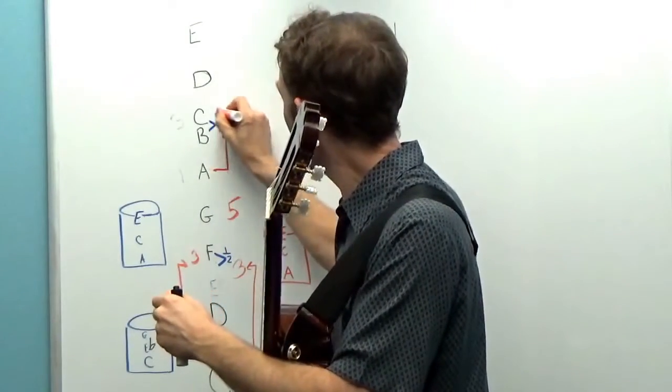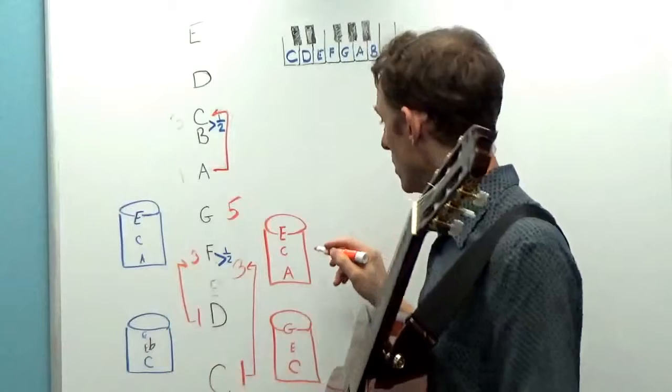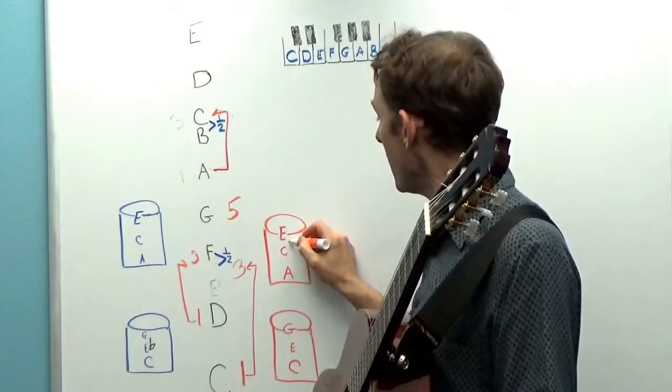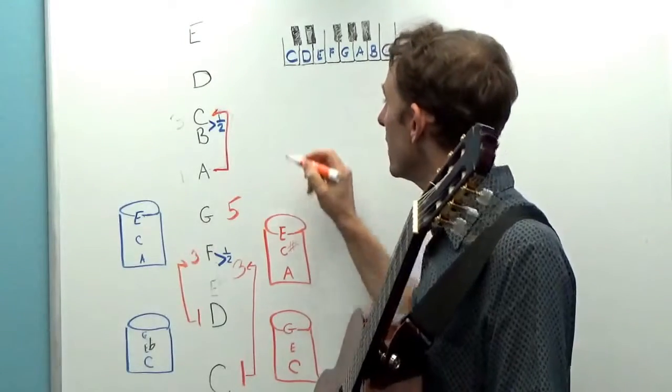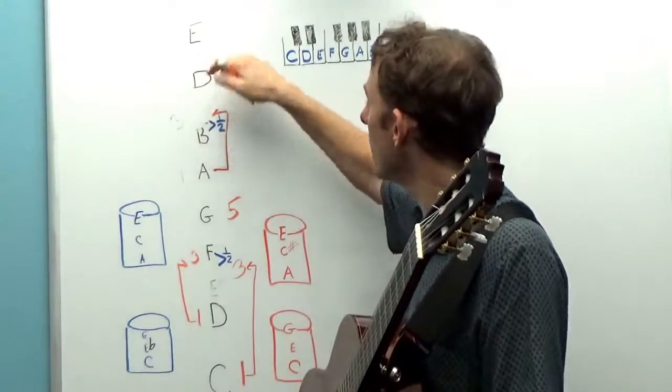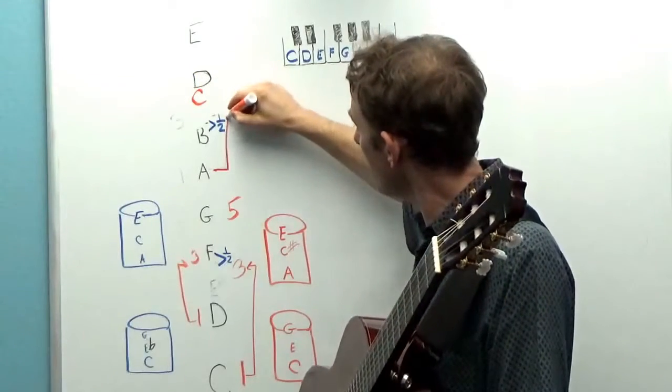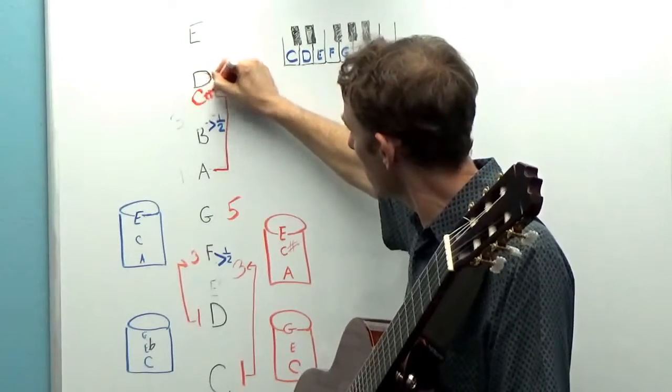If I want to take a minor third and make it major, I'm going to need to add a sharp. A, C sharp, E. That way I can raise the note up and make it a big third here.